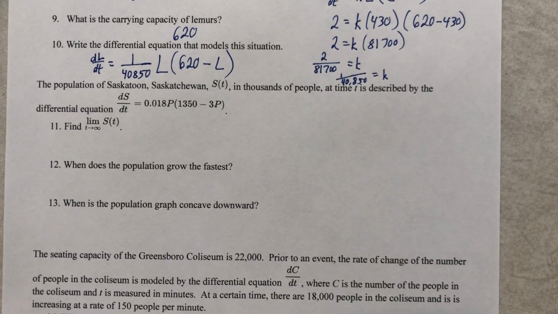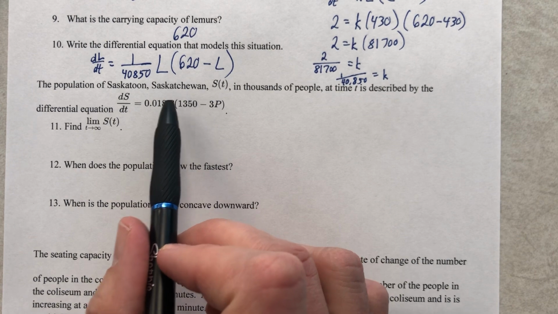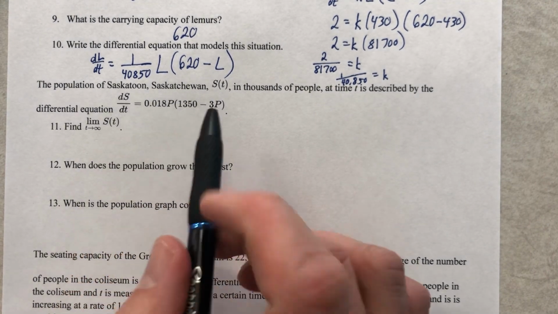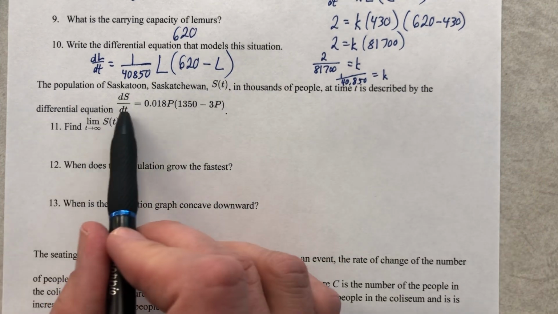All right, moose, cats, lemurs, people in Saskatchewan. Hard to say. Saskatoon, Saskatchewan. S sub t. The population, thousands of people, at time t is described by this differential equation.